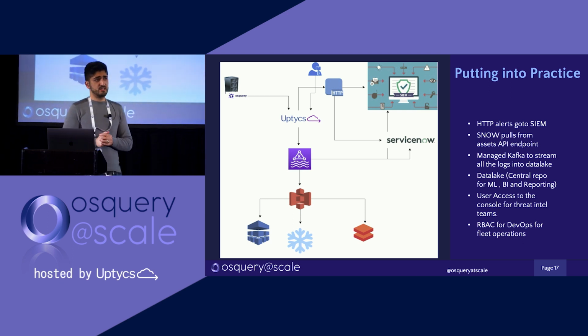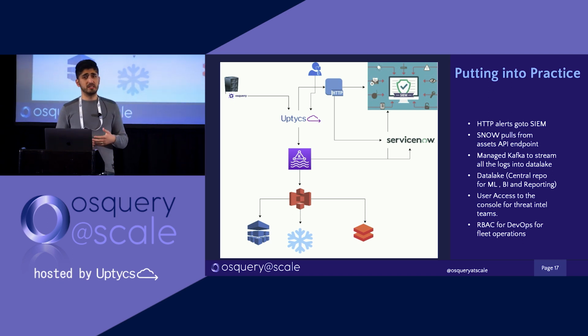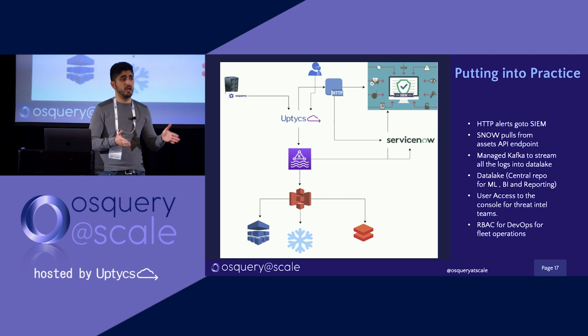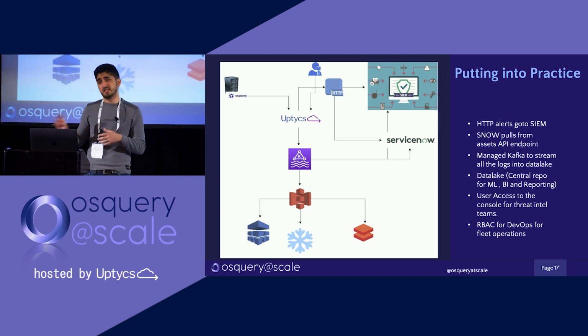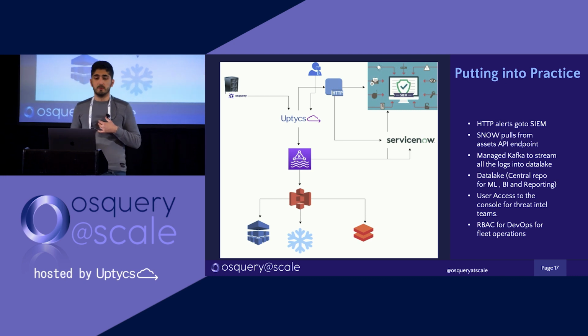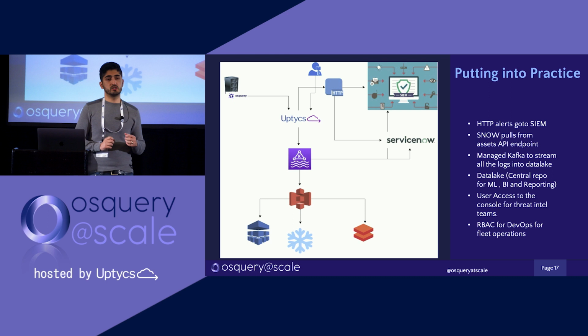And then with ServiceNow, to make our asset management team happy, we have an API endpoint that has all the asset information in it. We'll get the data into ServiceNow through an API as well. But what do we do with the rest of the data? The rest of the data is going to go into the Kafka cluster.